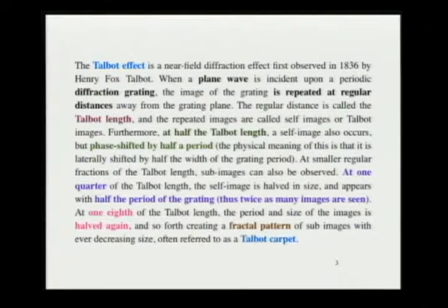Furthermore, at half the Talbot length, a self-image also occurs, but phase shifted by half a period. At smaller regular fractions of the Talbot length, sub-images can also be observed. For example, at 1/4 of the Talbot length, the self-image is halved in size and appears with half the period of the grating. Thus, twice as many images are seen. At 1/8 of the Talbot length, the period and size of the images is halved again, and so forth, creating a fractal pattern of self-images with ever decreasing size, often referred to as a Talbot carpet.